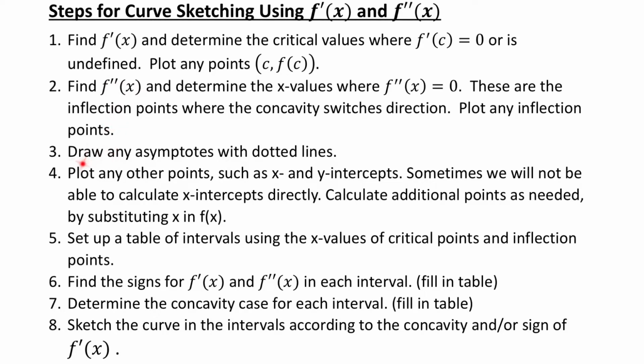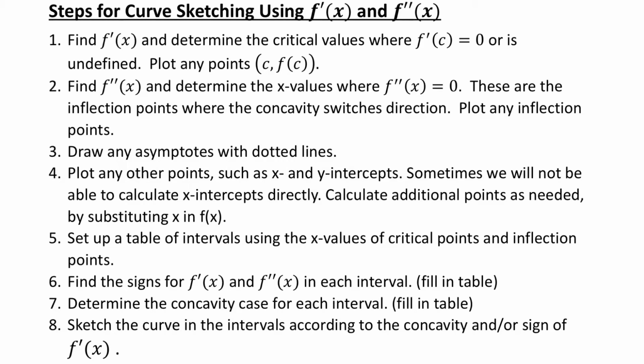Then we'll determine asymptotes and draw those with dotted lines. Then we'll plot any other useful points, such as the intercepts, so the x and y intercepts, and any other points that we need clarification on where the graph goes, and we'll put those points on the graph.